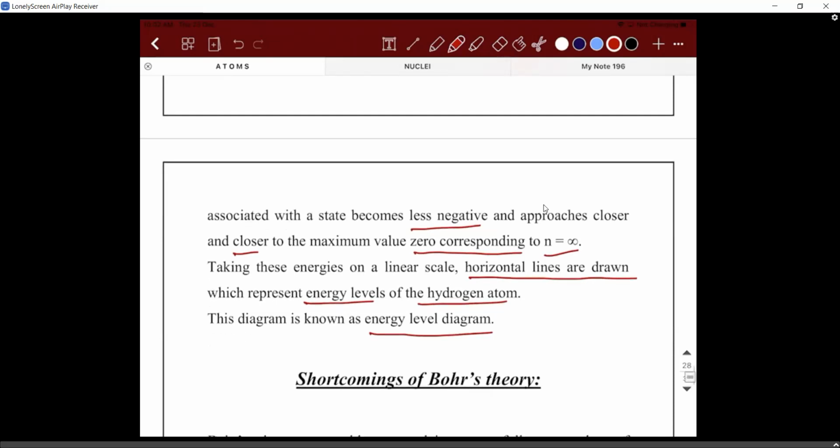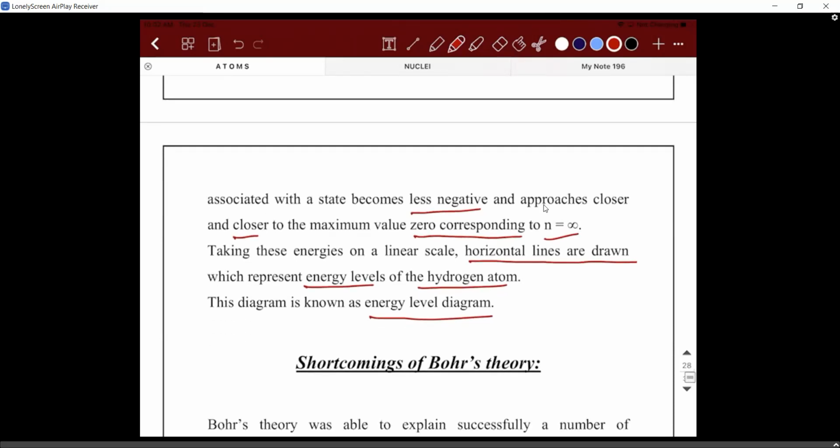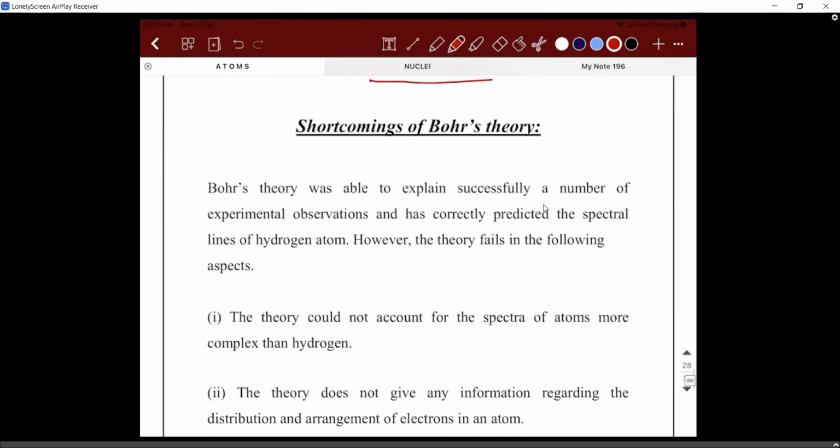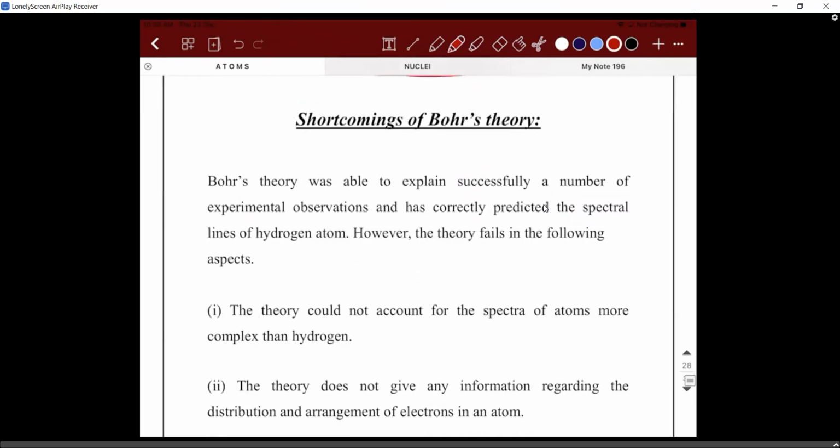But unfortunately, the previous theories were disproved due to what? Due to the concept of spectral lines, the discrete spectral lines. But there was a shortcoming in Bohr's theory also, because he explained the concept of spectral lines, but he couldn't explain it beyond the hydrogen atom. What about other atoms? That was one of the drawbacks. That is what we call the shortcomings of Bohr's theory. What were the drawbacks of this theory?